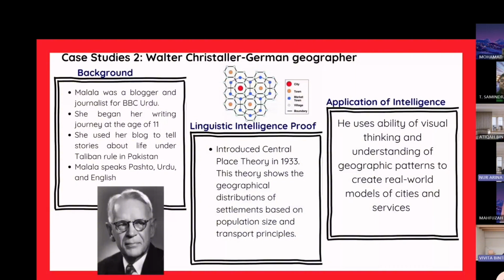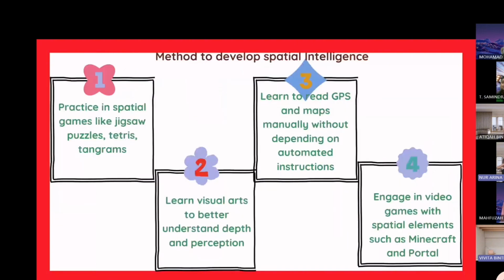His work demonstrates a powerful application of intelligence in the field of geography. Christaller used his ability for visual thinking and a deep understanding of geographic patterns to create these real-world models of how cities and services are organized across the landscape. It's a prime example of how spatial and analytical intelligence can be applied to understand and predict human settlement patterns.